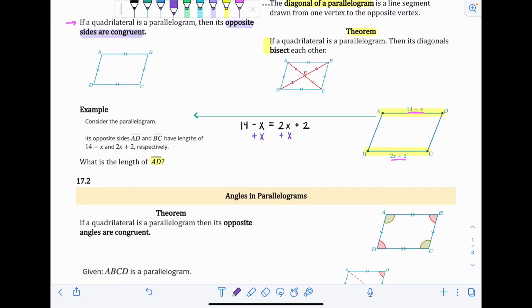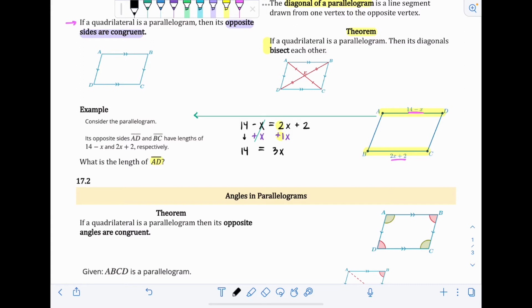We're writing it under the 2x because those are like terms. Just remember that if you use an inverse operation on one side of the equation, you always have to do it on the other side of the equal sign as well to keep the equation balanced. Then we bring down the 14, and negative x plus x is 0, so that cancels out. I don't need to write it. Bring down the equal sign. This is 2x plus x, and remember, if you don't see a coefficient, the coefficient is 1. So it would be 2 plus 1 is 3x.